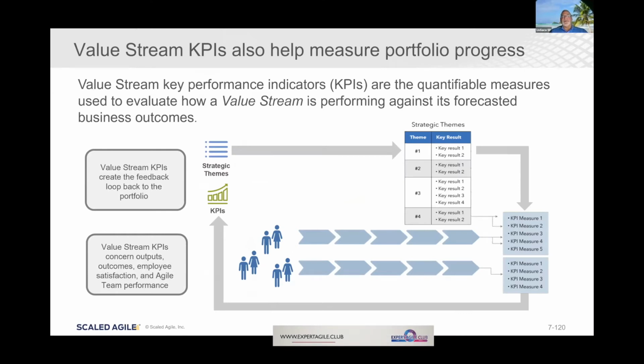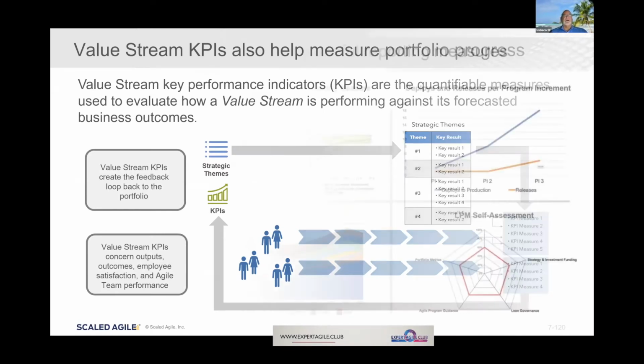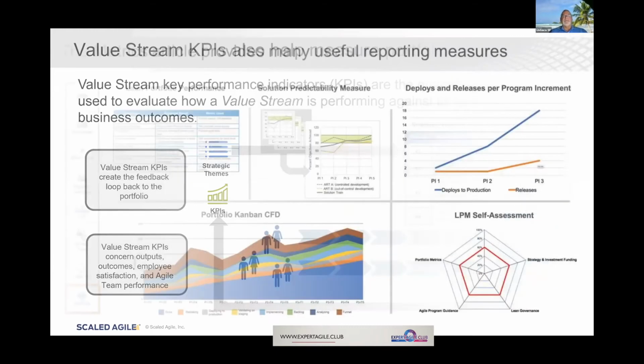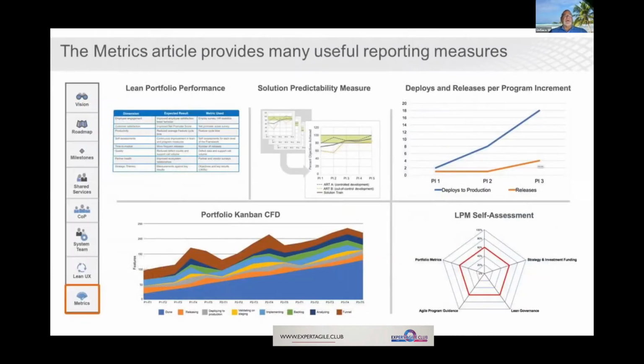Making progress towards those strategic themes. Then we have other metrics we can look at. We have those lean portfolio performance ones we just took a look at. We also have a predictability measure. How closely are we delivering on our program increment objectives?